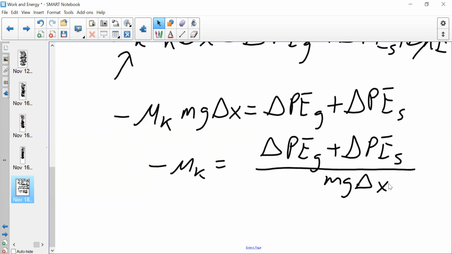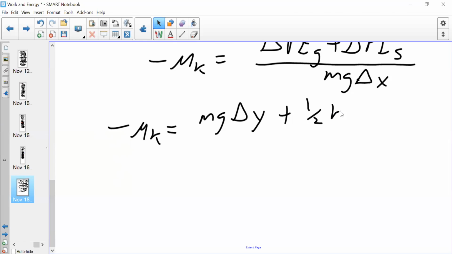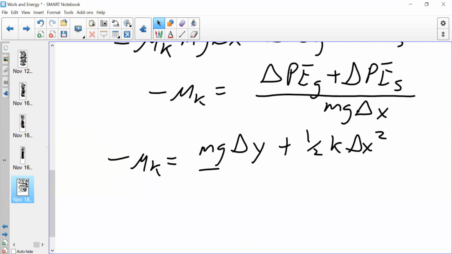Okay. So now we put all our numbers in here so that we have our expression for mu K. It's going to be mg delta y plus 1/2 k delta x squared over 2, or over 2, and then we have our mg delta x there.